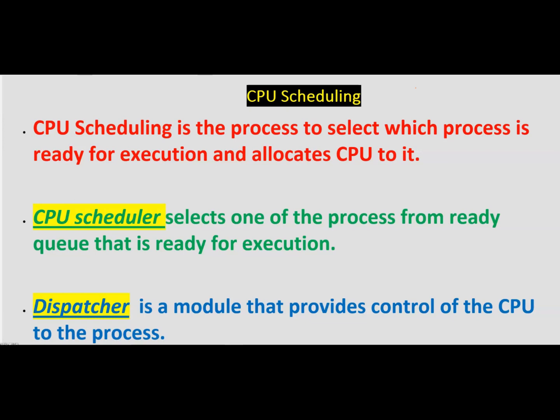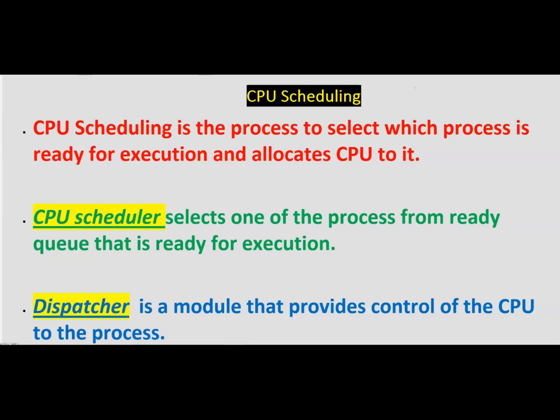Today's topic is CPU scheduling. So let's start with CPU scheduling. This is the process to select which process is ready for execution and allocate the CPU to it. As we know, there are n number of processes running in the system, so we have to decide which process is currently ready for execution.